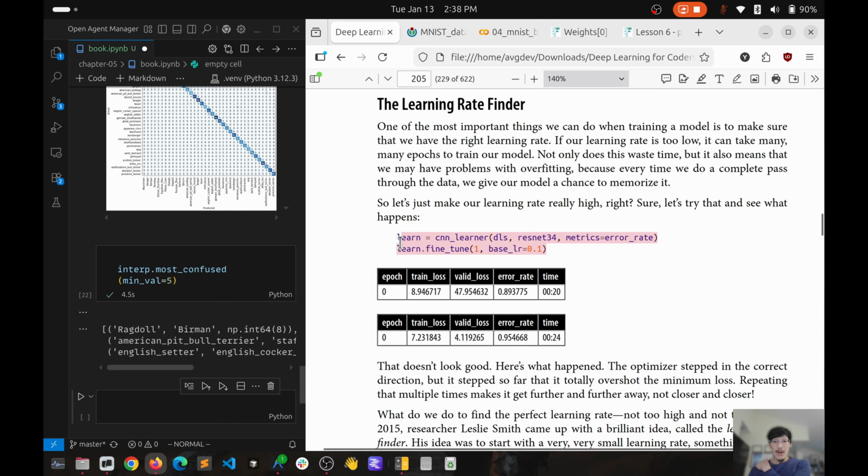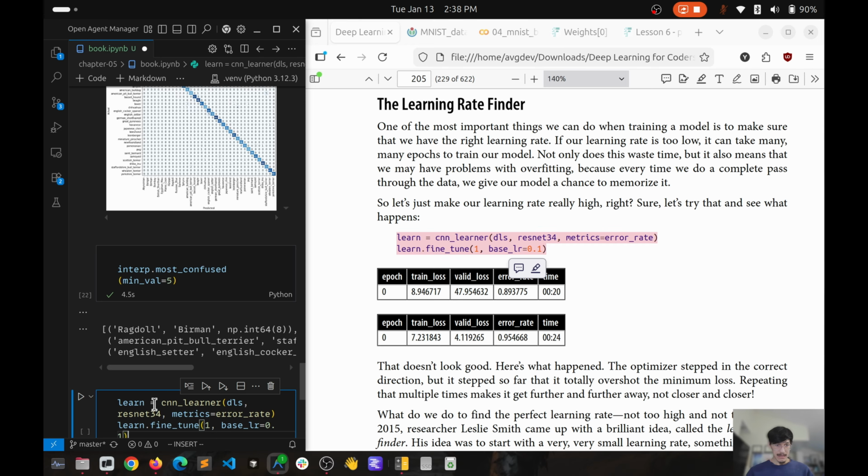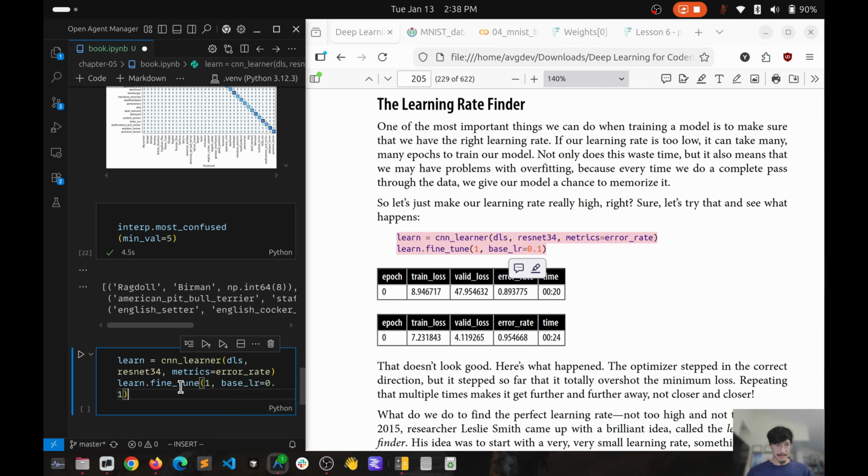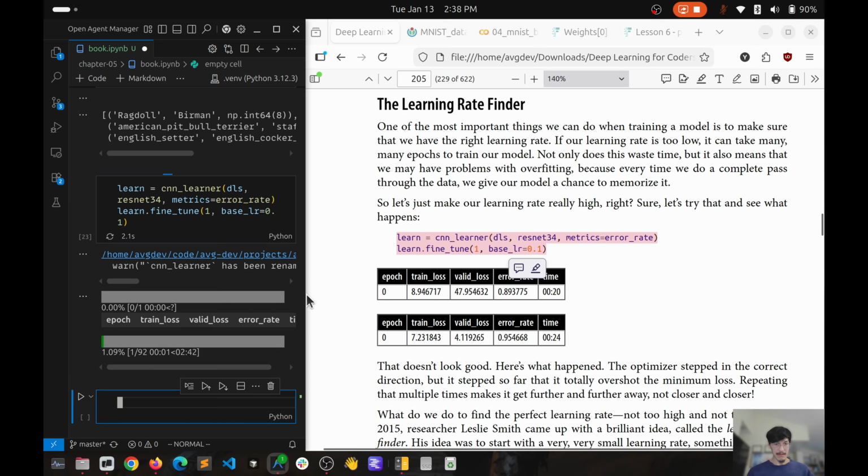Let's do that. So learning rate is going to be 0.1, and that is considered pretty high. So let's fine tune with one epoch with 0.1 as our learning rate. Where do we end up?